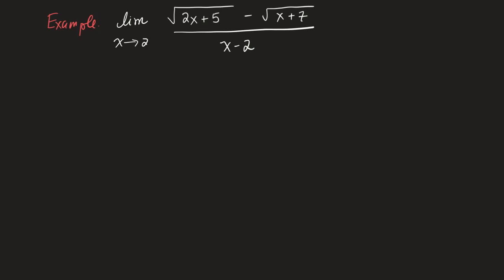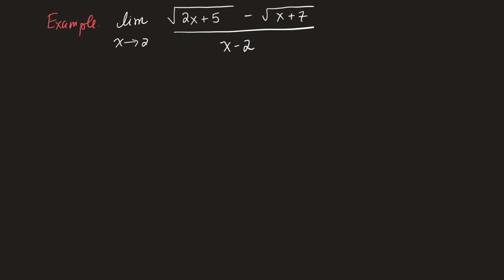In this video, I'm going to work out this limit problem. So the first thing I'm going to do is check my type. And I note that when I evaluate the numerator at x equals 2, I get the root of 9 here, and I get the root of 9 there. And root of 9 minus root of 9, well, that's 3 minus 3, and that's 0.